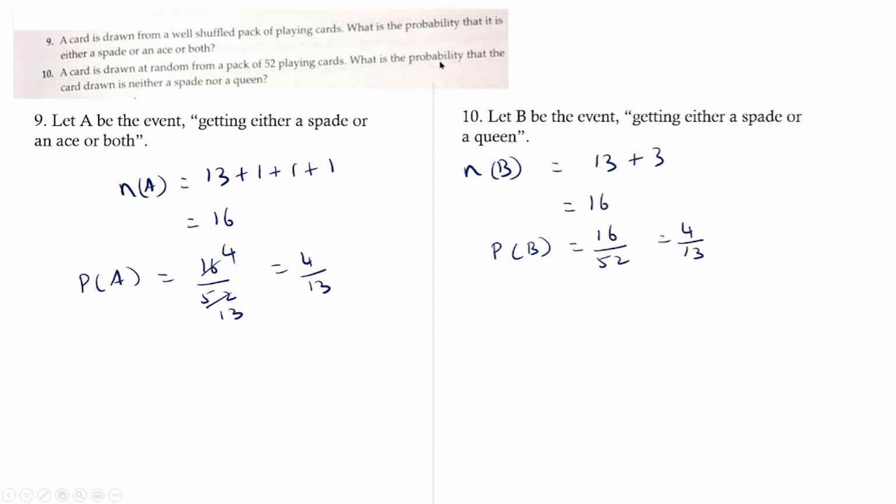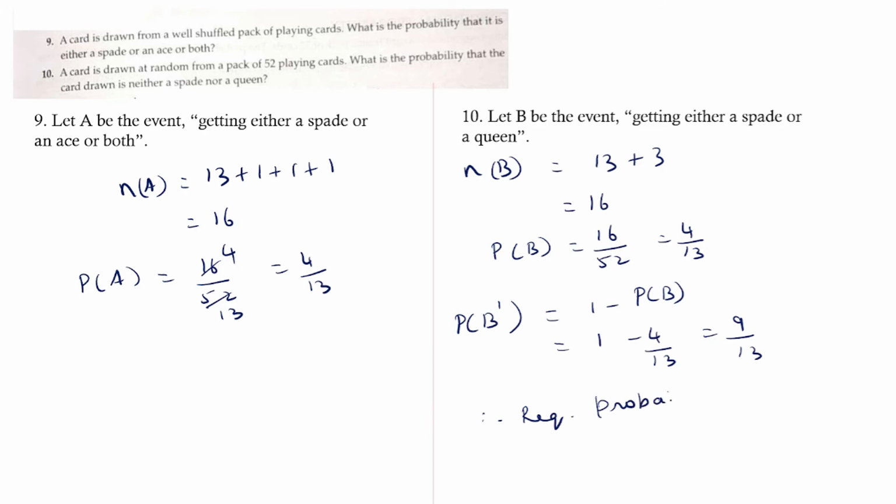Now we need to find the probability that the card is neither a spade nor a queen. So we need to find the probability of B complement. It is equal to 1 minus the probability of B. So it is 1 minus 4 by 13, which is 9 by 13. Therefore, the required probability is 9 by 13.